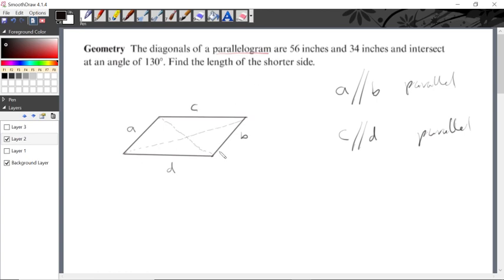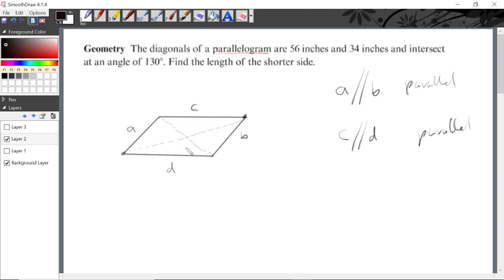So one of these diagonals is 56 inches and the other is 34 inches. By observation, which one looks like the longer one? The one that goes from here to here, that looks like the longer one. Therefore, this length is 56 inches. Okay? And it would be correct. We can show geometrically that this is correct.